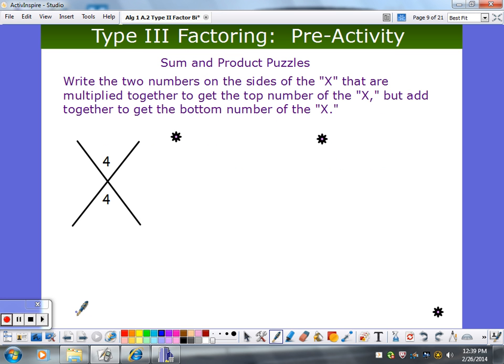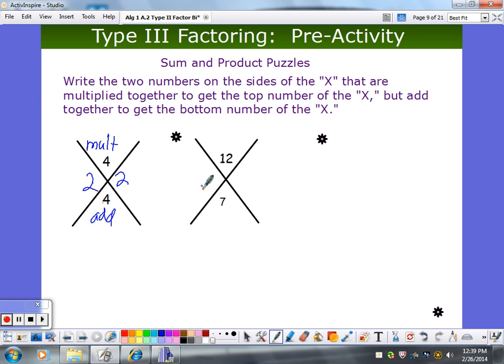So we're going to do a little puzzle here. These ones aren't on your paper. I want you to find me, again, raise your hand when you think you know, don't shout out, 2 numbers that multiply to 4, but also add to 4. How do you see it? Emma. 2 and 2, right? 2 times 2 is 4. 2 plus 2 is 4.